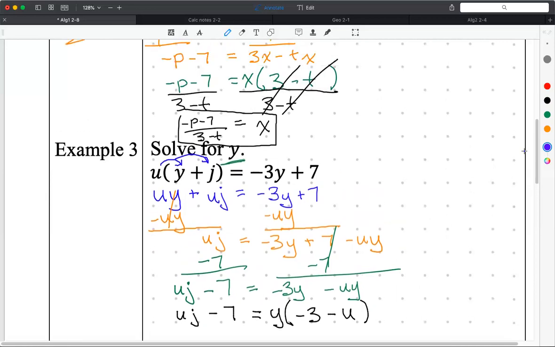And it's very, very similar to what we did in example 2. We have a variable being multiplied by that parentheses. We're just gonna divide by that parentheses. I might have trouble translating the last minute and a half of class. I'm gonna give it to Braden.